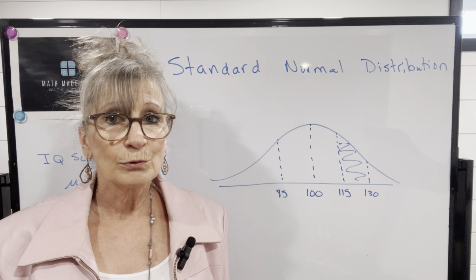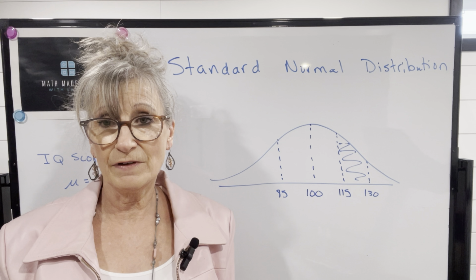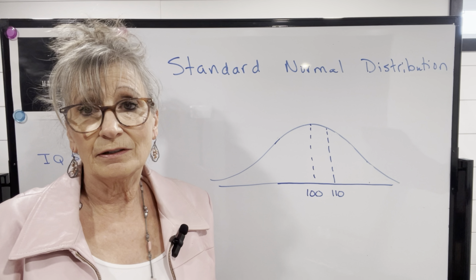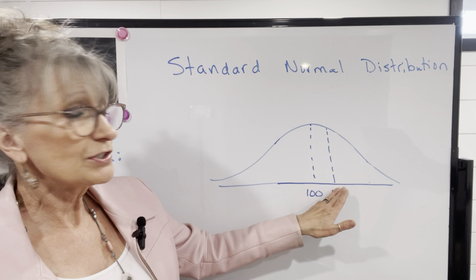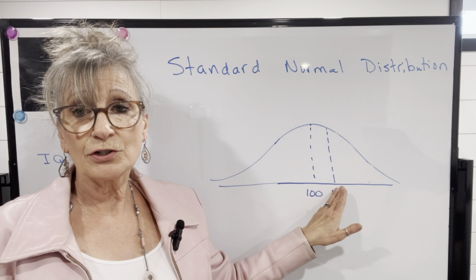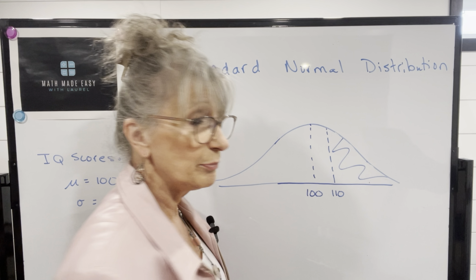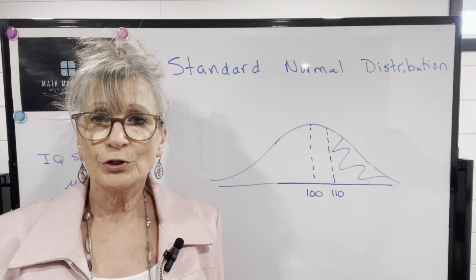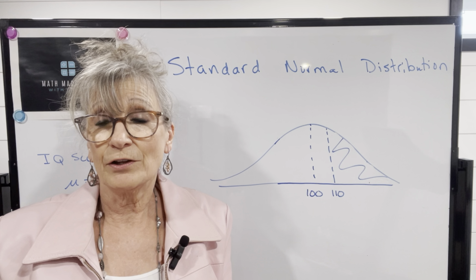However, the empirical rule is really very limiting. We can only find the area under the curve for certain values. We want to know how to find the area when our IQ score is any value. So for example, if I wanted to know what percentage of the population has an IQ score over 110, my empirical rule is not going to help me. So what we're going to do is standardize our normal curve and then talk about how we can find area under the curve for any value.